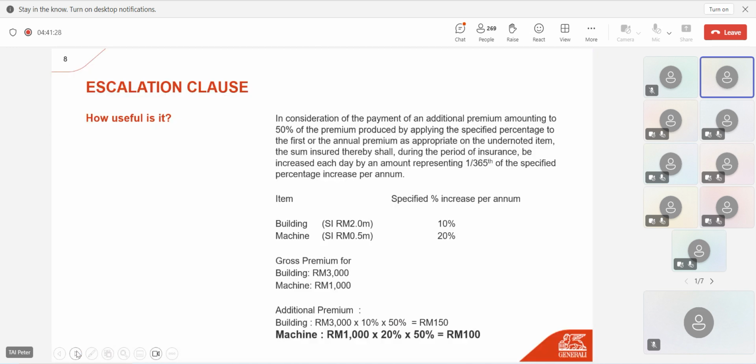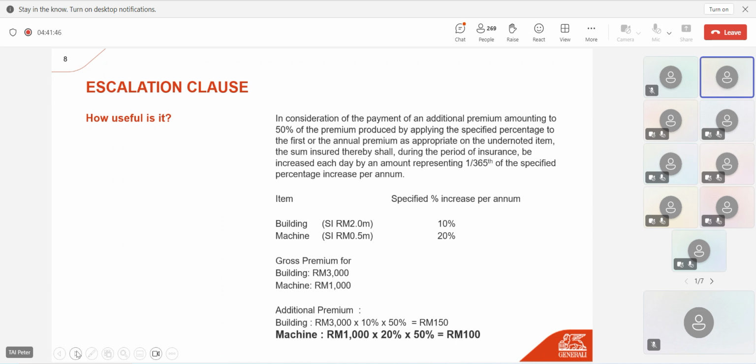Escalation clause. Okay, sorry. Just now I said that it's free, but certain clauses need money. For example, this one needs a little bit of money. Very cheap money. But it's good for your customer. Okay. Now, first thing first is escalation clause. What does escalation clause mean?